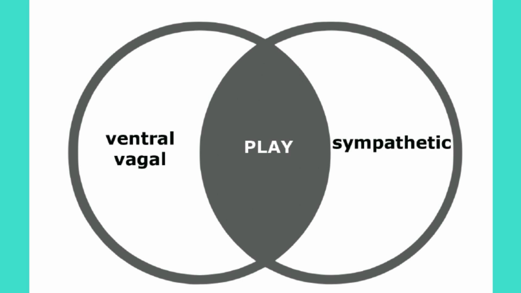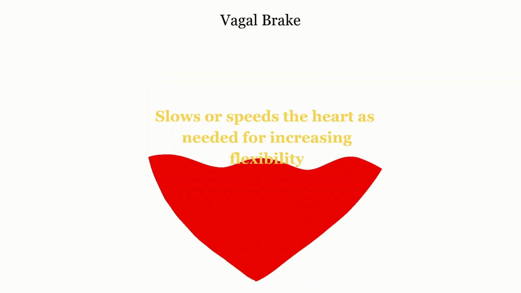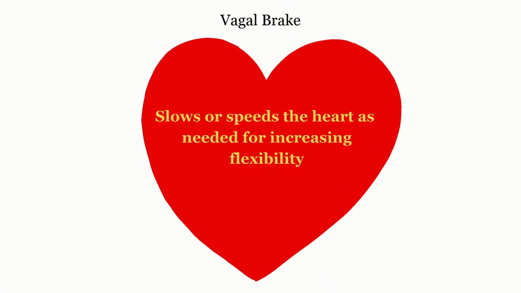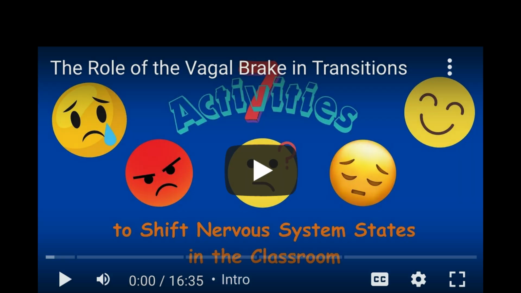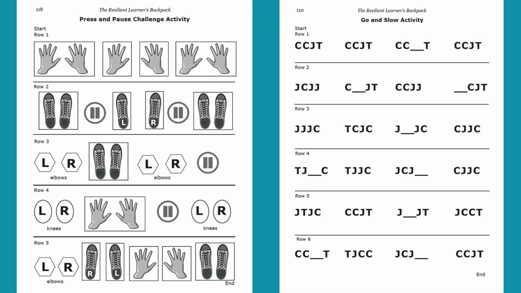The vagal brake is the heart's built-in pacemaker. This is the sinoatrial node. The vagal brake, through engagement and disengagement via the vagal pathway to the heart, slows or speeds the heart as needed for increasing flexibility. Children with a poorly functional vagal brake have a difficult time with transitions and slowing down after upbeat activities. It's important to include activities that help improve vagal brake functioning.